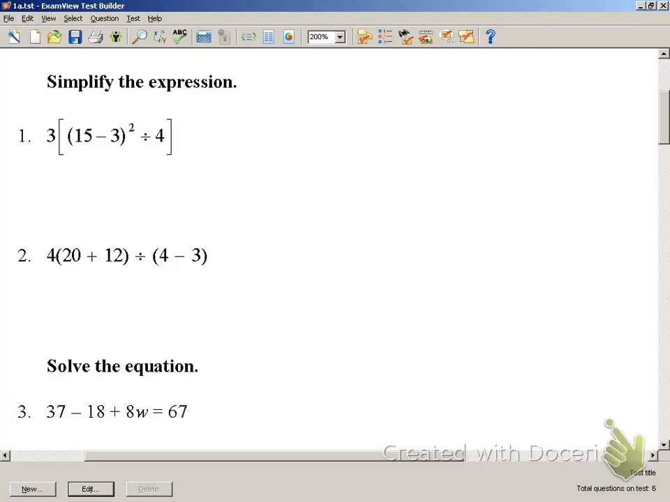So number 1, it says to simplify. Now, in order to simplify, we need to do our order of operations. Something that we haven't looked at in a while, but most of you know it as, please excuse my dear Aunt Sally. Okay? So I'm going to work all my grouping symbols first.